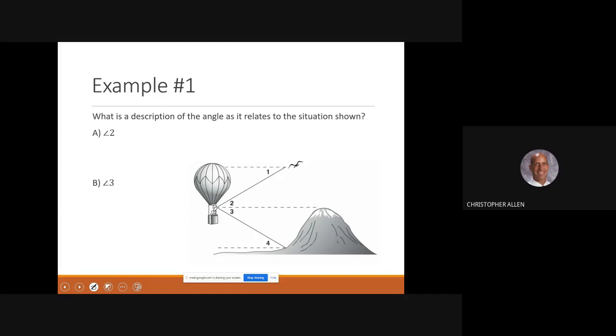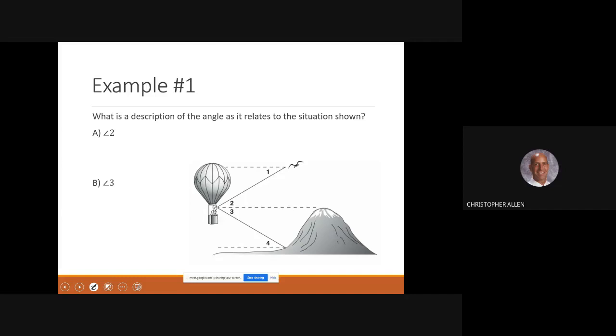Okay, so here's a nice little picture, and I just took this out of our book. So here we've got this guy in a balloon. Again, I'm not sure I could do that. There's a mountain over here, and then it looks like a seagull or some bird over here. So the question is, what is a description of the angle as it relates to the situation shown?